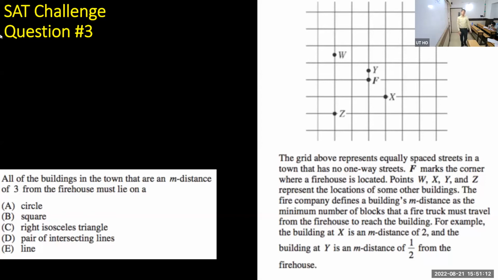So the question says, all of the buildings in the town that are at a distance of 3 from the firehouse must lie on a circle, a square, a right isosceles triangle, a pair of intersecting lines, or a line. Now you will see there are 5 options. The SAT before 2016 had 5 options, so this question is from before 2016. From 2016, they made it 4 options.